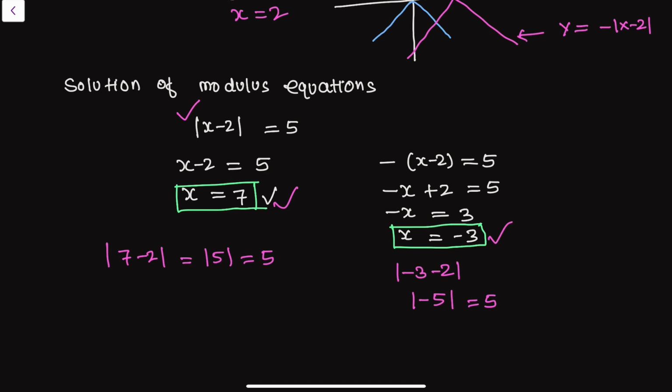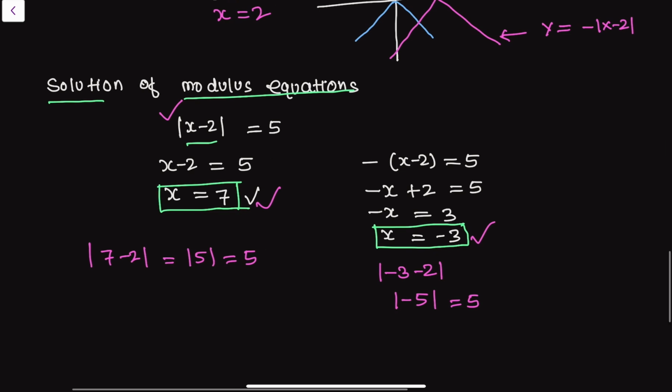So when you have to solve a modulus equation, you simply remember, if it is a linear modulus equation, then you can take this quantity as positive and also as negative, and then make two equations, solve them, and you get the couple of values of x. Now the question comes, why do we have two solutions for this?